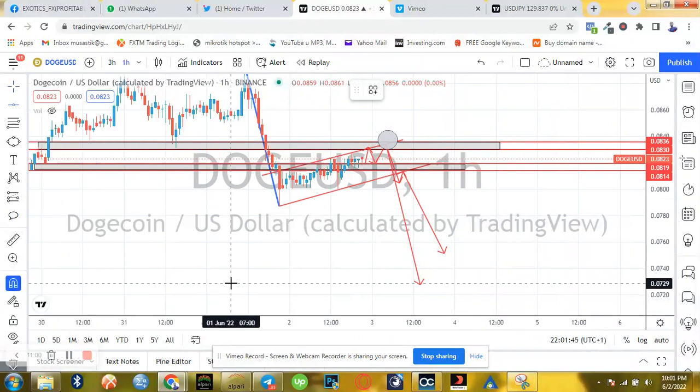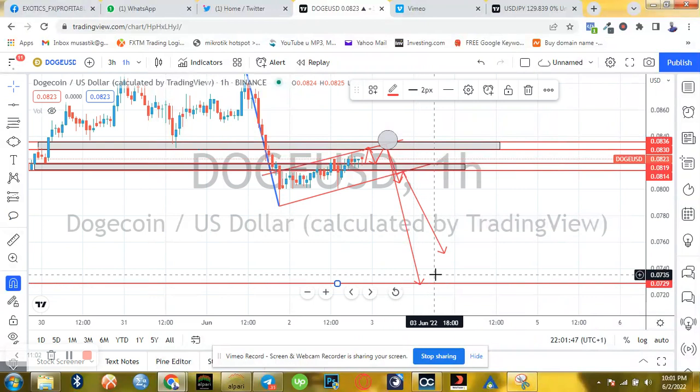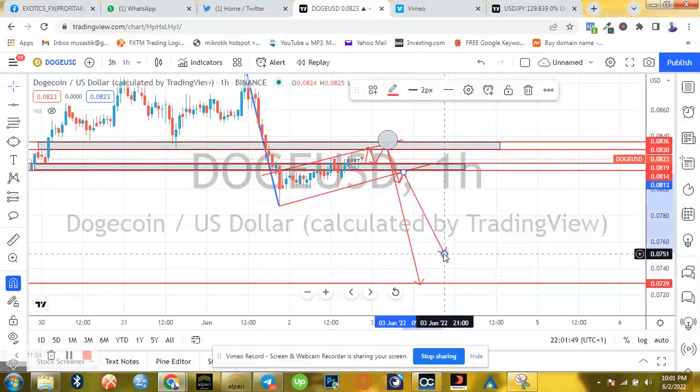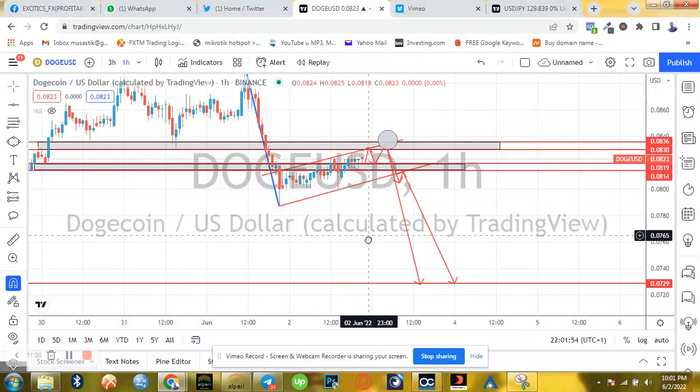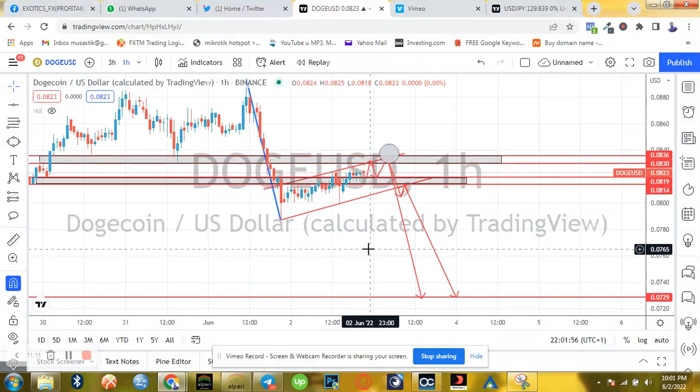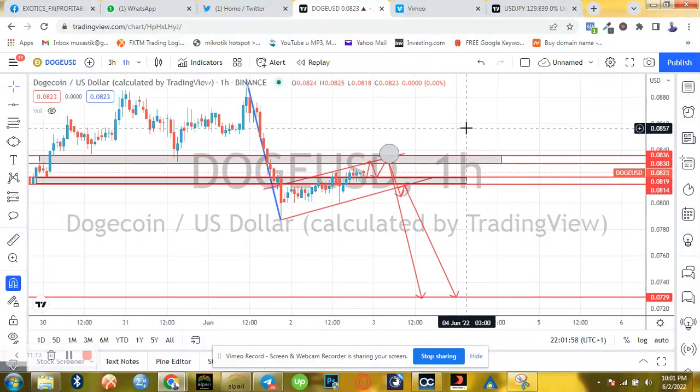You place it here. Once you place it exactly here, that will be what? The exact take profit. Exact what? Take profit. Exact take profit. There are two ways to take profit in this case, to trade this way.